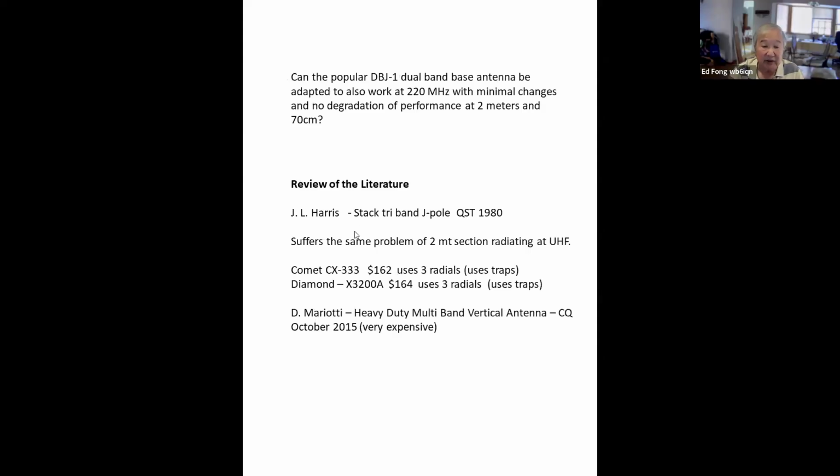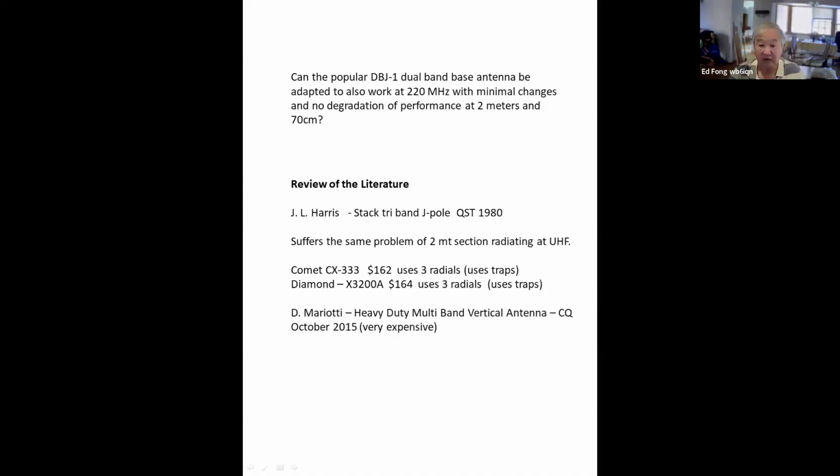Yes, tri-band antennas. Commercially, there's the Comet CX333. This is an old slide. It's in the $200 range now. The Diamond's the exact same antenna. They sell it for about the same price. They must have some cross licensing agreement or something. They use traps. Interesting way of doing it.